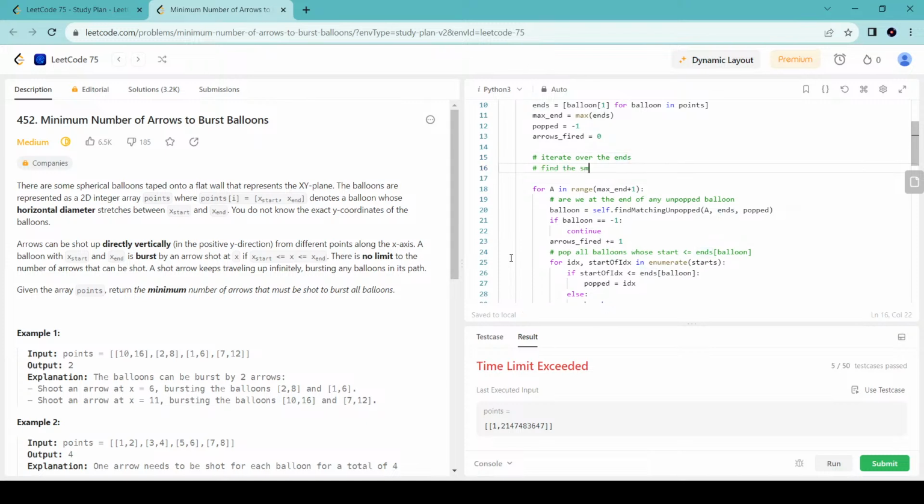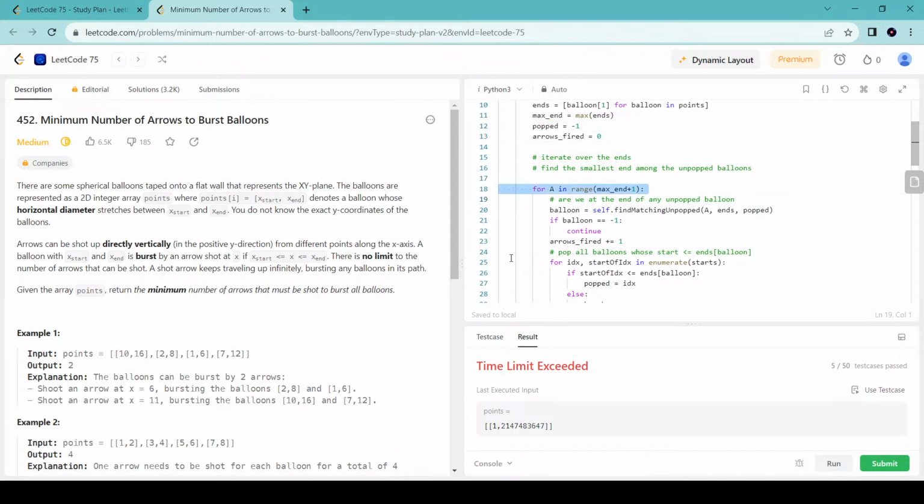Find the smallest end among the unpopped balloons. Because our balloons are sorted by their start, their left-hand sides, we know that using our algorithm, if we pop balloon x, all balloons from 0 to x are all popped. So we only need one pop here to deal with that.